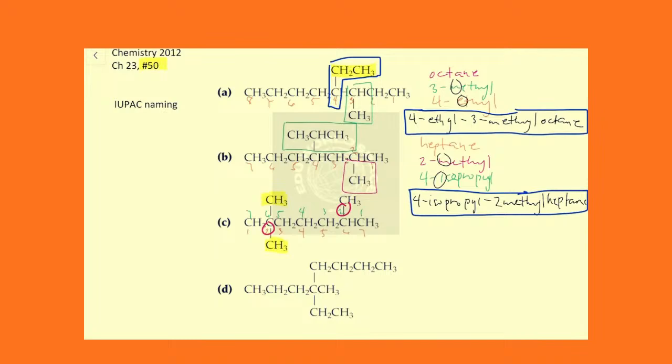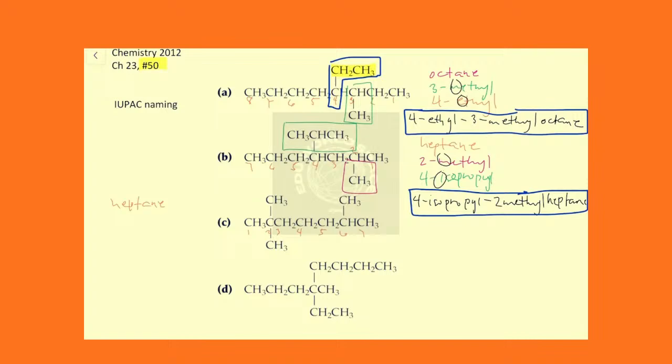Got 1, 2, 3, 4, 5, 6, 7, right? Since we have 7, that means we have a heptane. Okay. In carbon 2, as we mentioned, we got 2 methyl groups. Okay, so we got 2 methyl, and I'm just gonna separate them for now. Well, we're gonna combine this later. And we also have that methyl group on carbon 6. So we got 6 methyl.